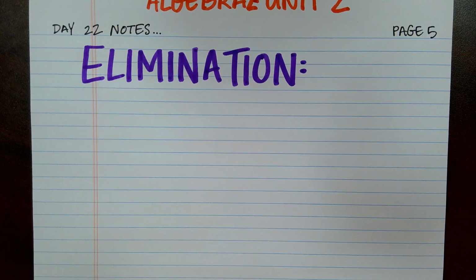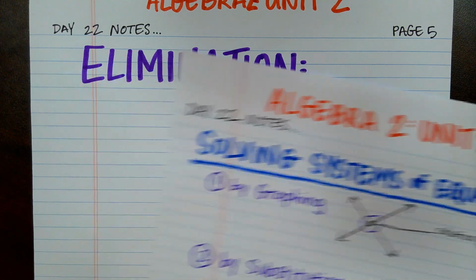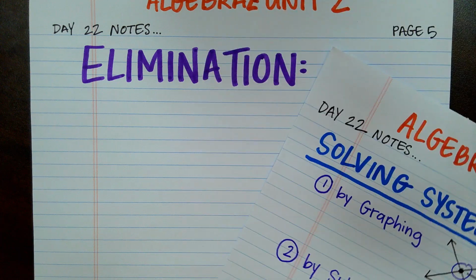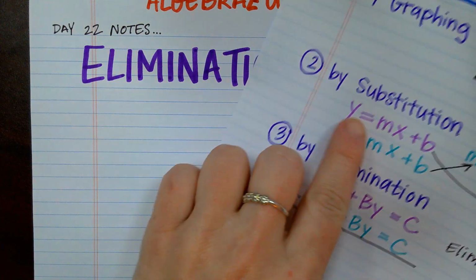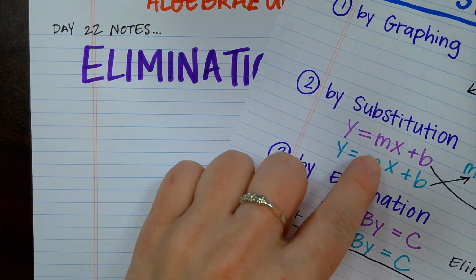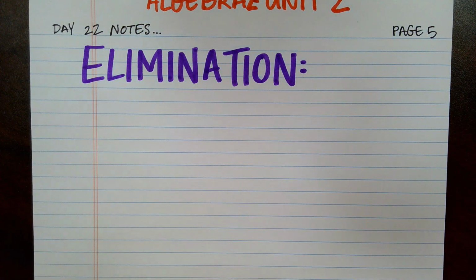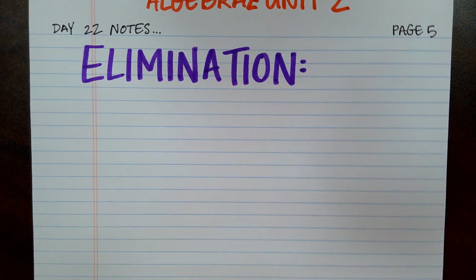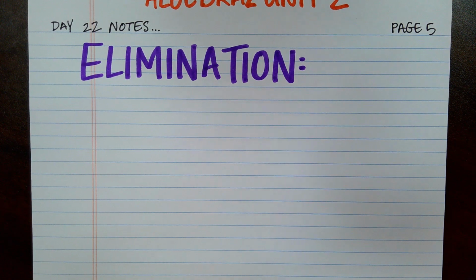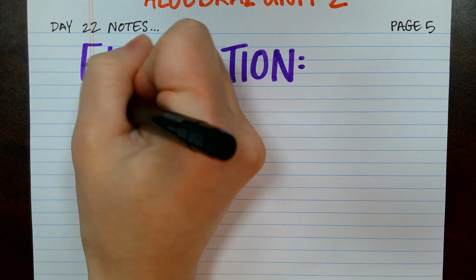Okay, so with the last two methods we were using, graphing and substitution, we were always using equations in this form: y equals a number x plus a number, y equals ax plus b. There is another form of linear equation, though. That's what these are called, linear equations: equations that can be graphed into a line. That's why they're linear equations.